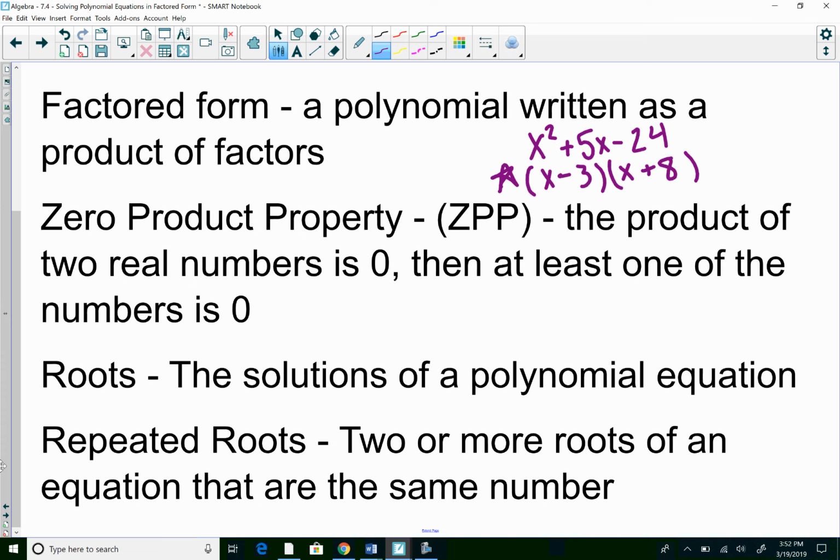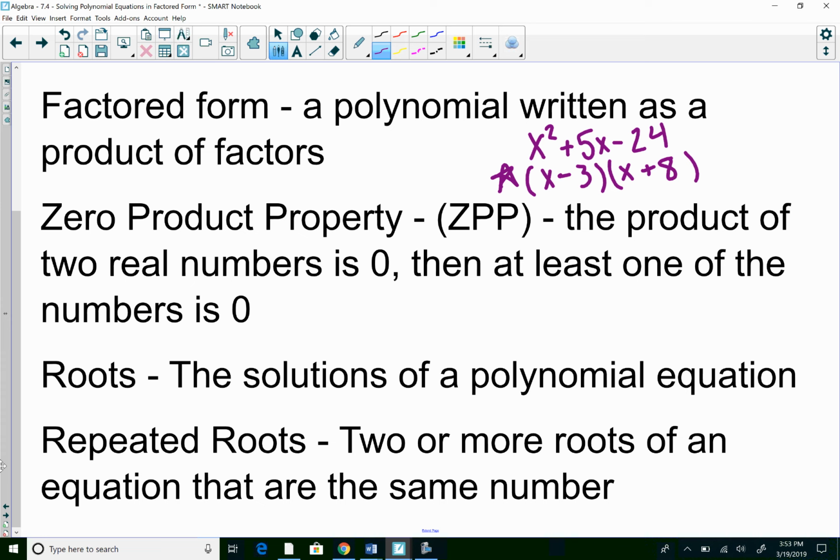The zero product property, you might hear me call it the ZPP a little bit. If the product of two real numbers is 0, then at least one of the numbers is 0. We'll be talking a lot about the ZPP on the next few slides. It's a nice way to help you solve polynomial equations. And then the roots are just the solutions of a polynomial equation.